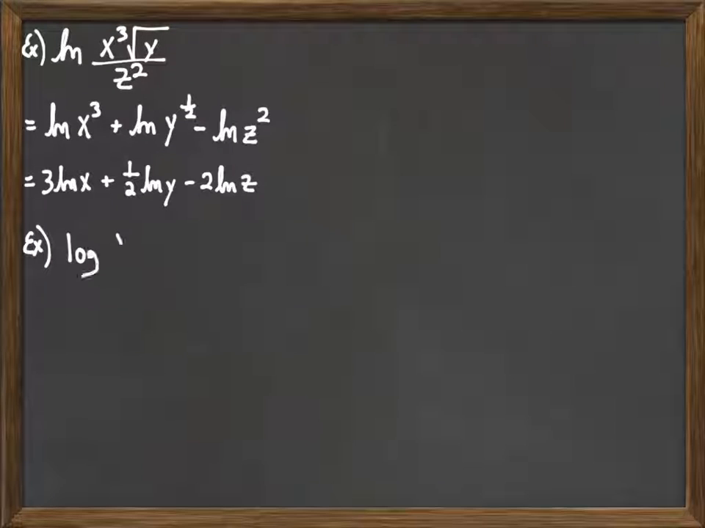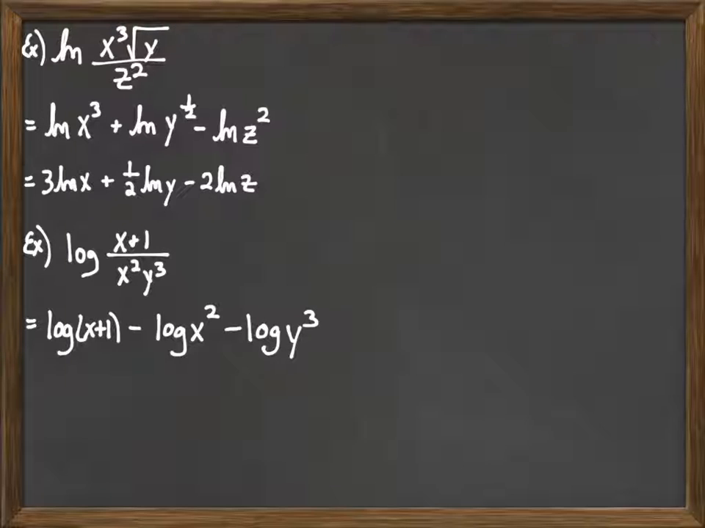Okay, consider the next example. Once again, we have a log base 10. We have log of x plus 1 over log of x squared y cubed. So because the x squared y cubed is in the denominator, when we expand that out, those are both going to be subtracted. Be careful, the log of x plus 1, you can't distribute a log over addition, so that's just going to stay as log of x plus 1. And then minus log of x squared minus log of y cubed.